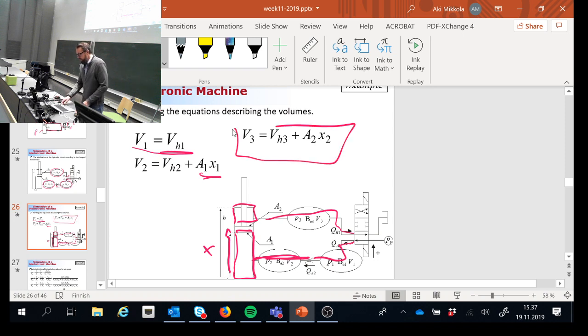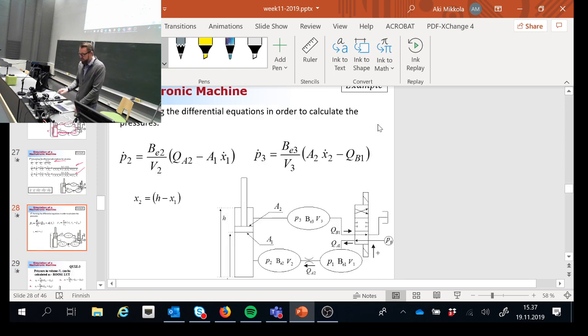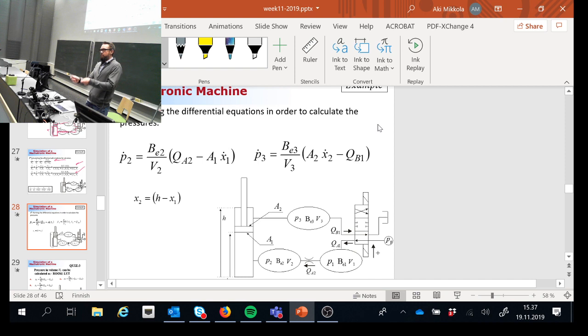The next step is that I can compute the effective bulk modulus. I'm using the equation that I already practiced a couple of weeks back. So I'm computing the bulk modulus for my first volume, second volume, and third volume. I'm skipping the details because the next step is what really matters. Now, depending on the rules that I set for myself, I'm able to create the differential equation. Let's look at the examples.